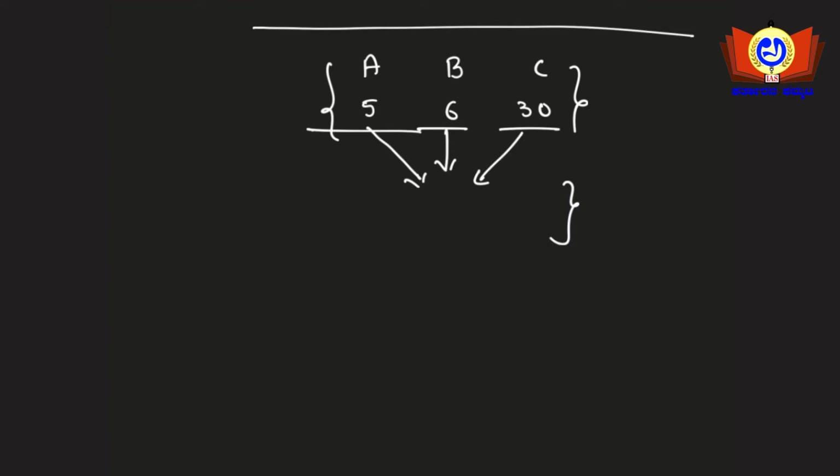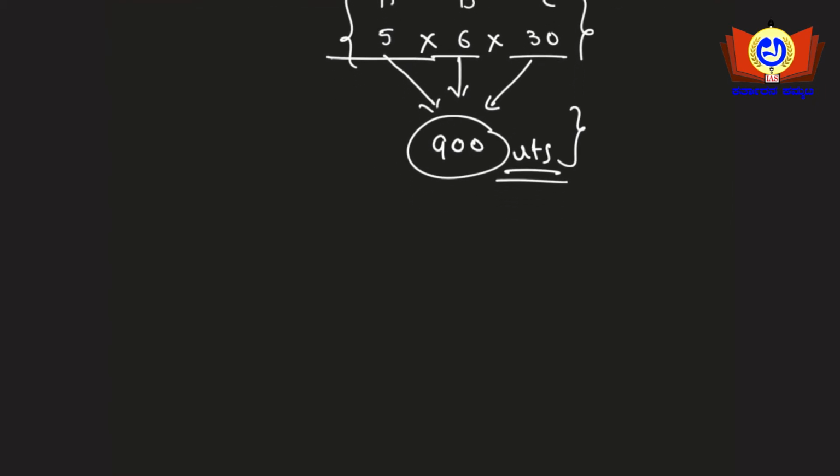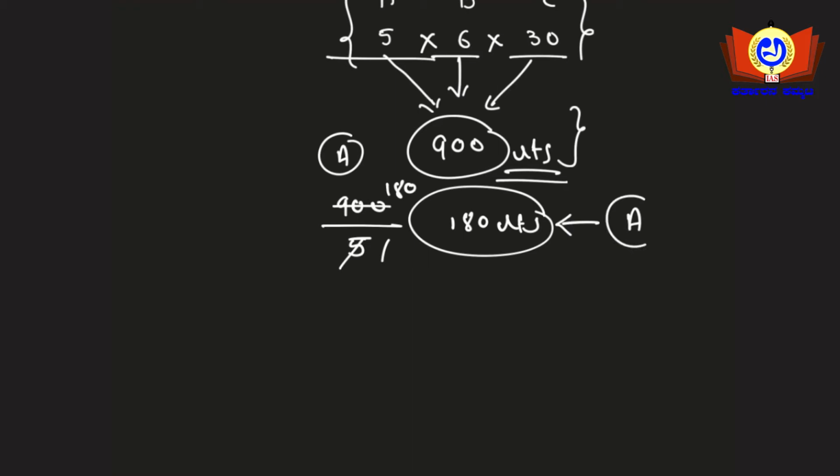Capacity is nothing but the capacity of the tank here. So we need to multiply here. 5 into 6 is 30, 30 into 30 is 900. Okay, 900 liters is the total capacity of the tank here. So the total capacity is 900. Pipe A takes 5 hours to fill up the tank here, so divided by 5, what I'll be getting? 180. So in 1 hour 180 liters will be filled by pipe A.